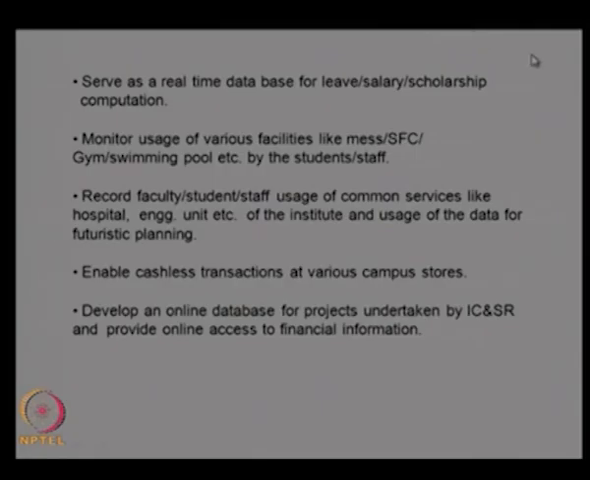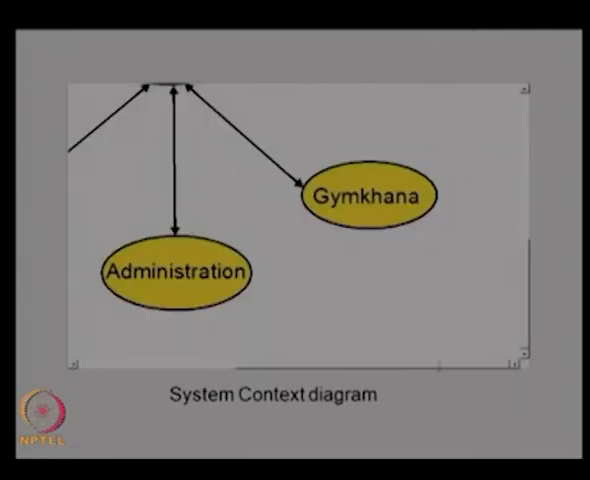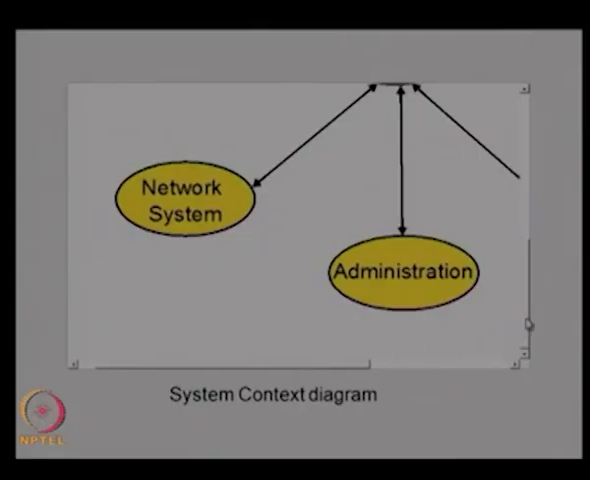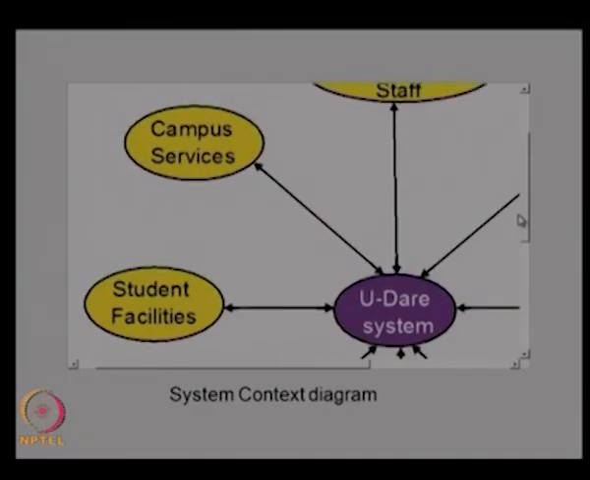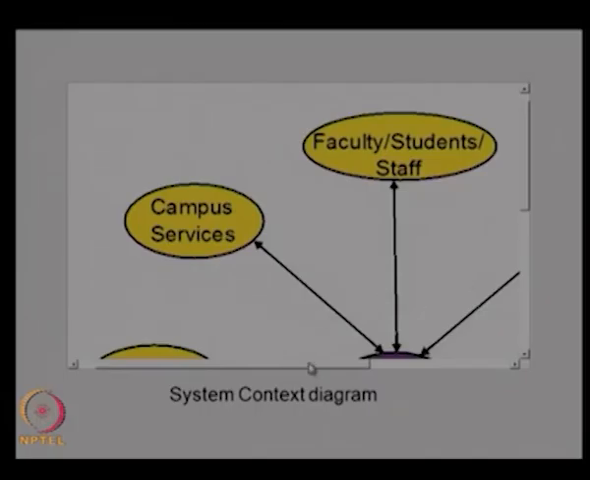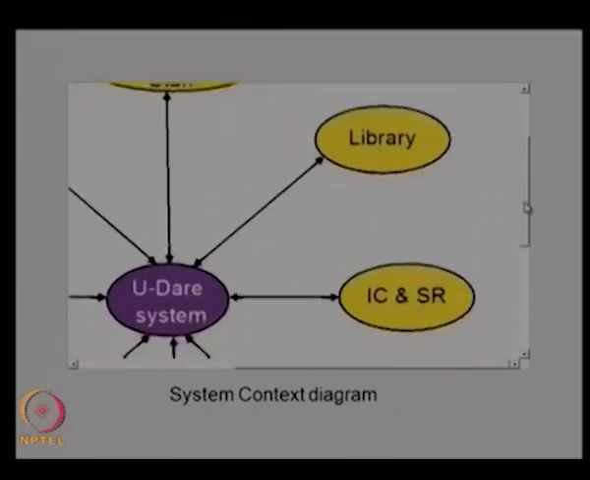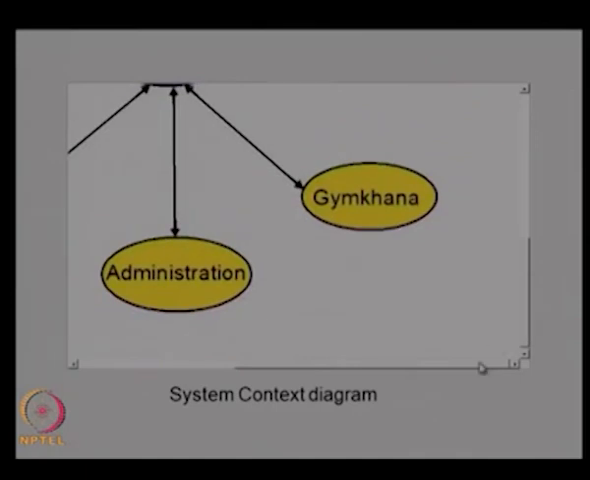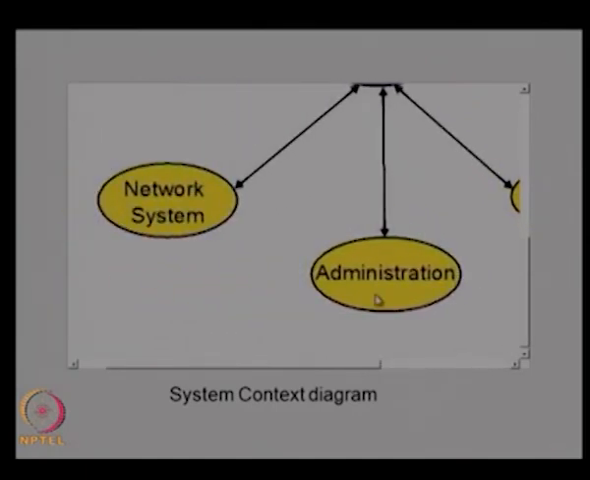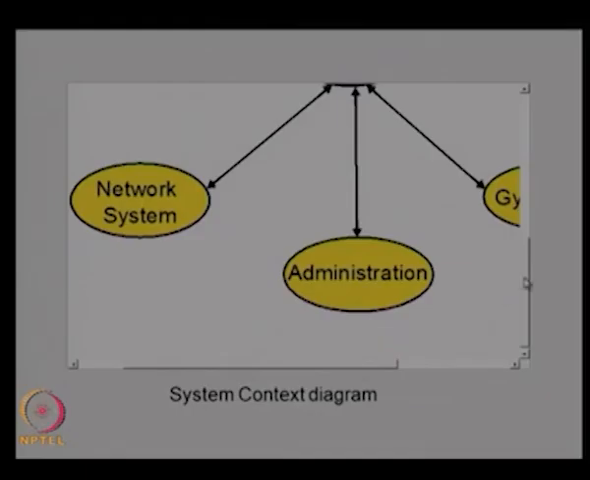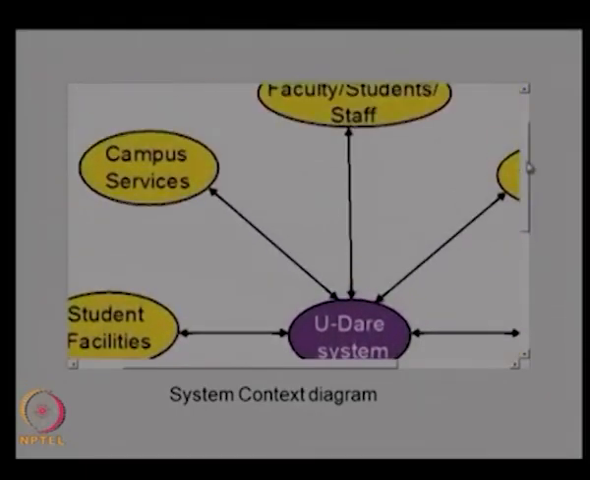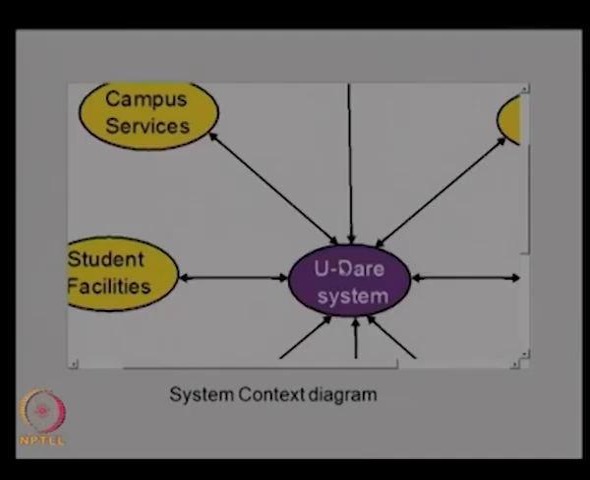Now how do we provide these? So we need to look at the context diagram and the various entities which will be interacting with the system. So if this is the UDARES system, then these are the external systems that will be interacting with it. You can see that these are campus services, faculty, students and staff, then library, IC and SR, Gymkhana and administration. Of course, the administration includes the financial as well as academic activities. Then the network through which all the data will be transferred or exchanged with the different agencies or subsystems. So that is the context diagram for the UDARES system.